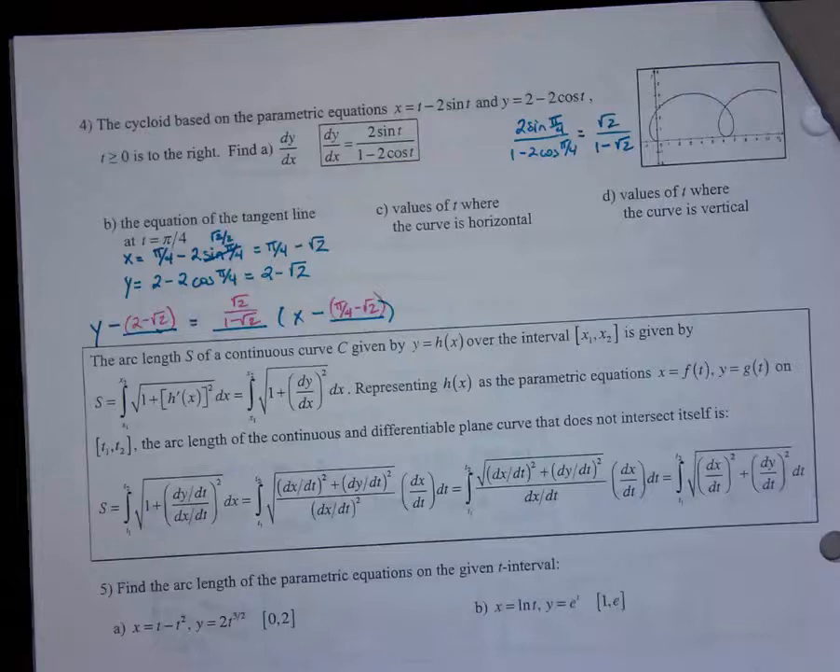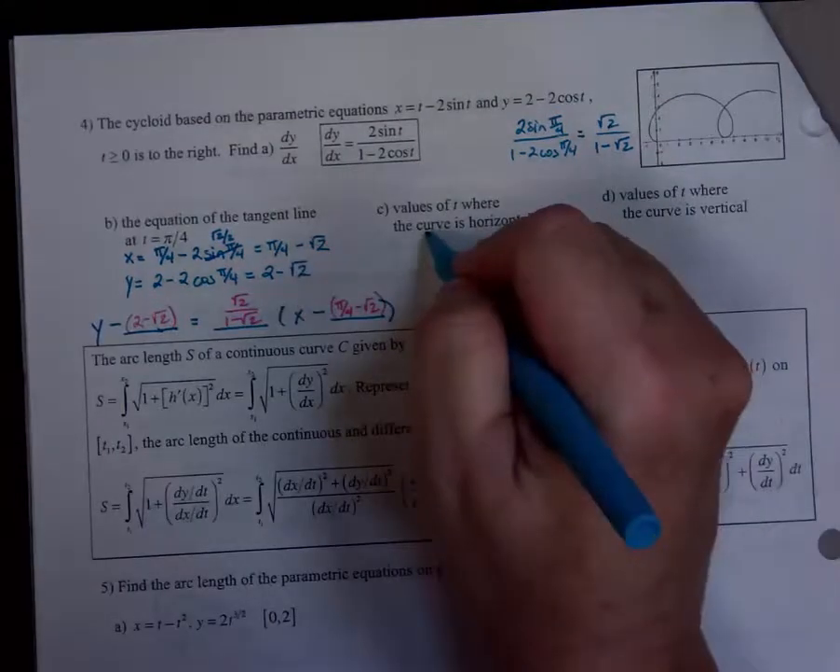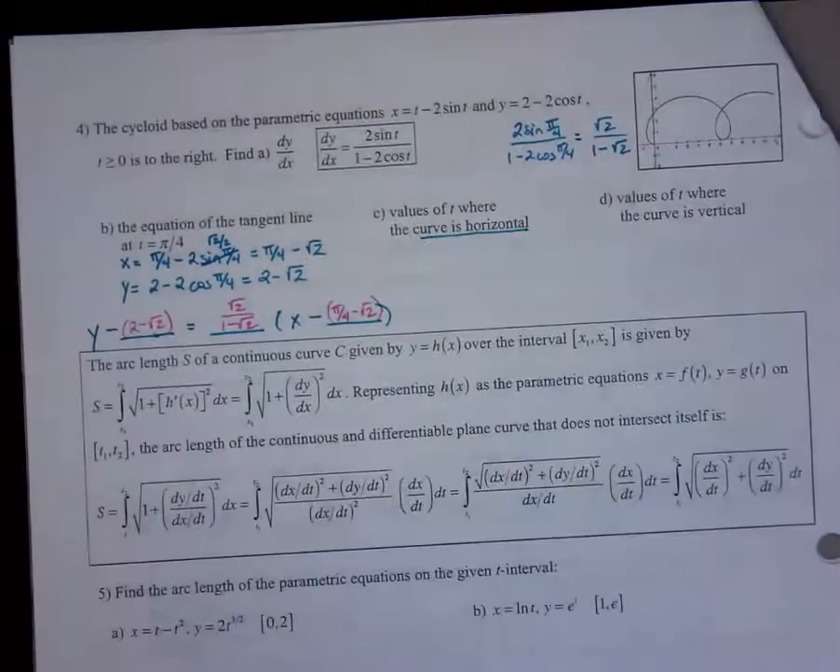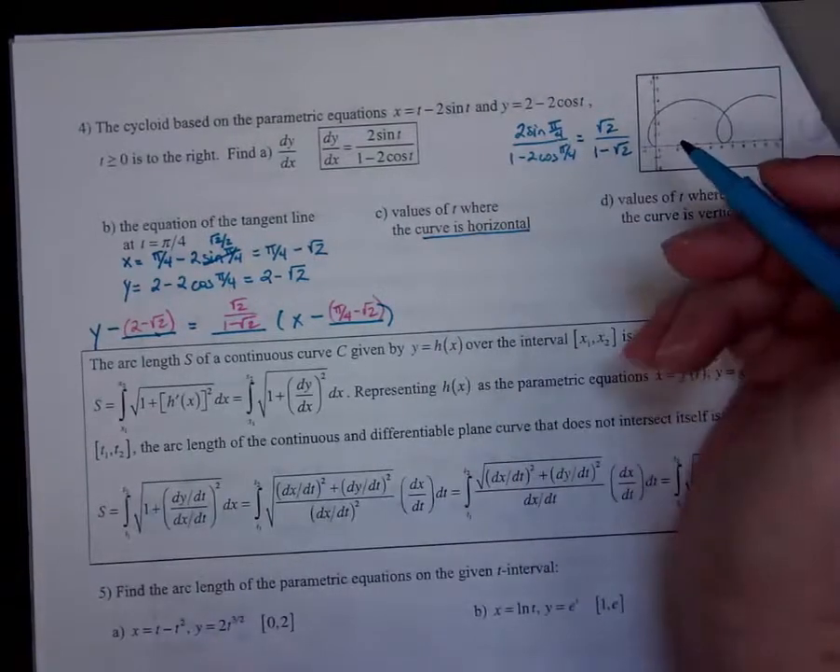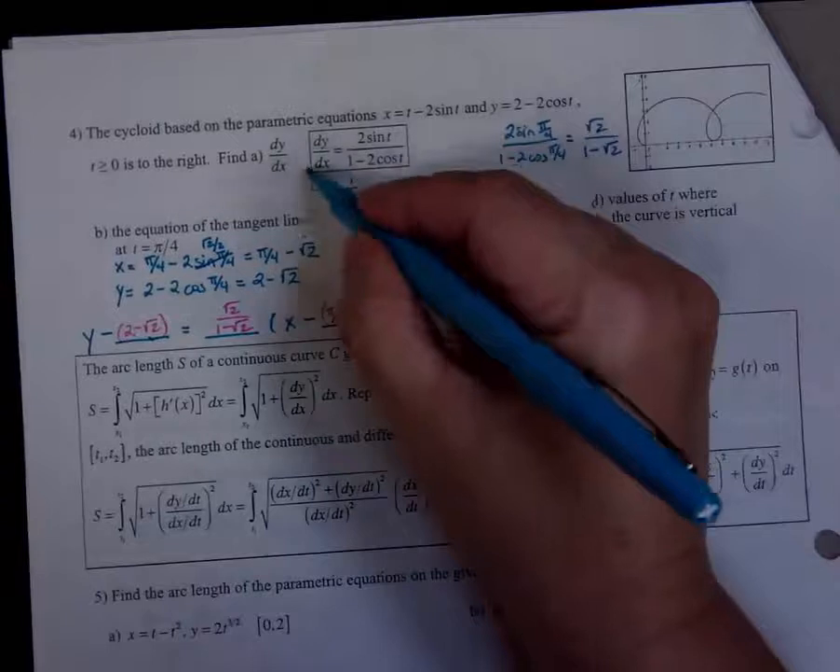So, letter C. The values of t where the curve is horizontal. What do we set equal to 0, dy/dt or dx/dt? Horizontal. It is dy/dt. Now, I don't see dy/dt on my paper, but it's here, hidden in the derivative.